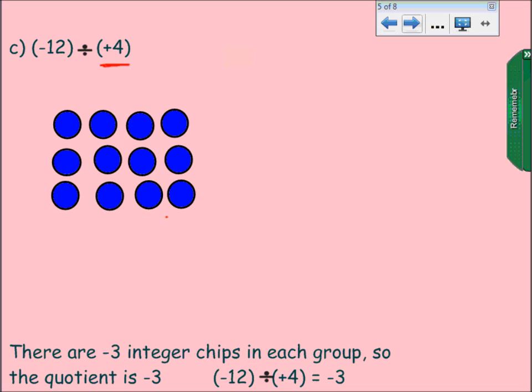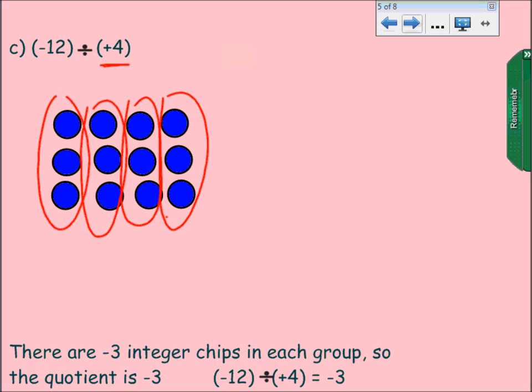We've got negative 12 divided by positive 4. So we have got to put them into 4 groups. So there's 1 group, 2 groups, 3 groups, and 4 groups. When we have 4 groups, we count up how many are in each. We have 1, 2, and 3. These are all negative, so negative 3 in each group. So negative 12 divided by positive 4 equals negative 3.